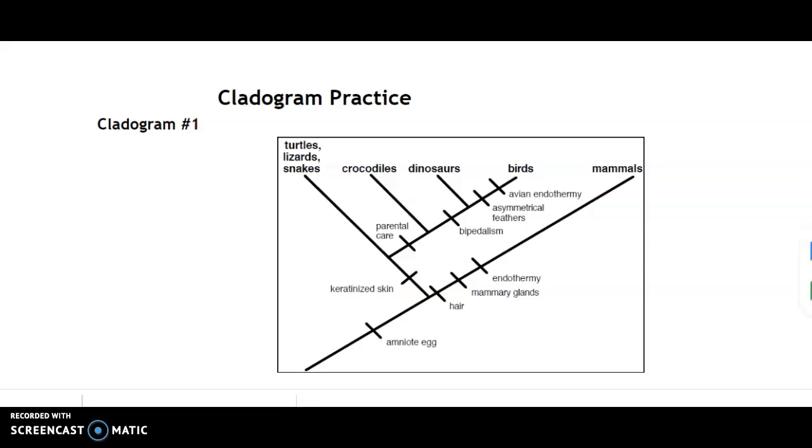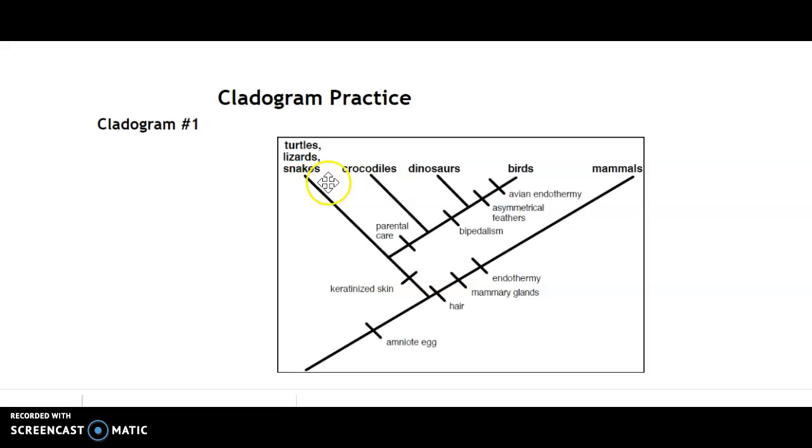And now we're going to take a look at cladograms or phylogenetic trees. We've looked at them before, but we're going to go back and review. This is a cladogram showing how different categories of animals branched from the same point here. Amniotic egg: all of these organisms on this cladogram have an amniotic egg.